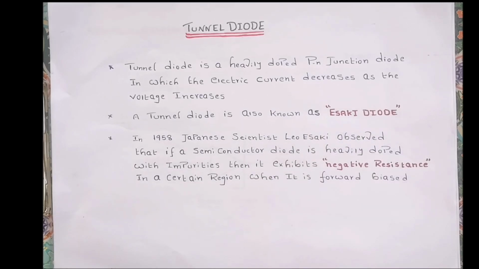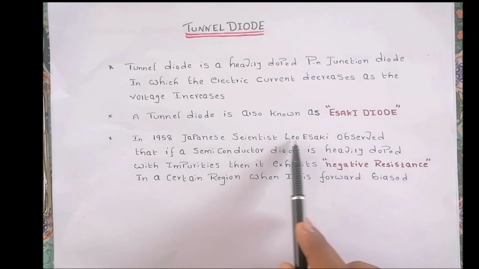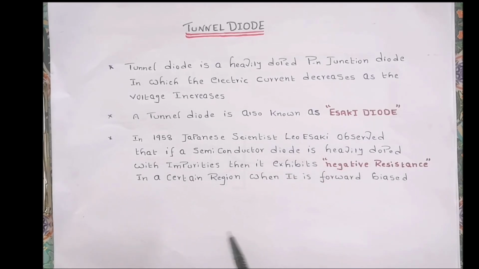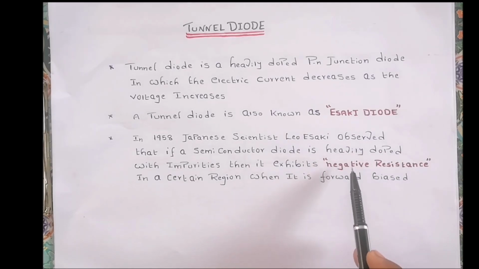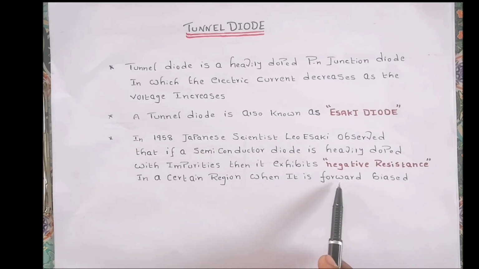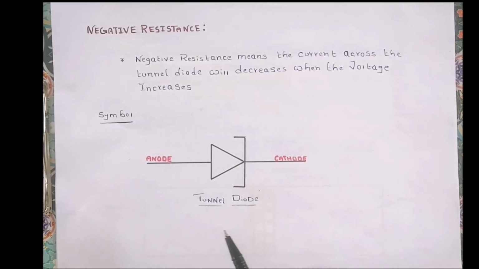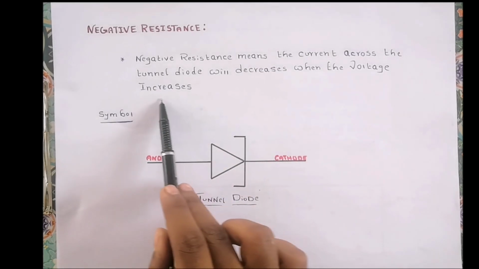In 1958, Japanese scientist Leo Esaki discovered that if a diode is heavily doped with impurities, then it exhibits a negative resistance in a certain region when it is forward biased. And such a diode is called a tunnel diode. And here, negative resistance means the current across the tunnel diode decreases when the voltage increases.